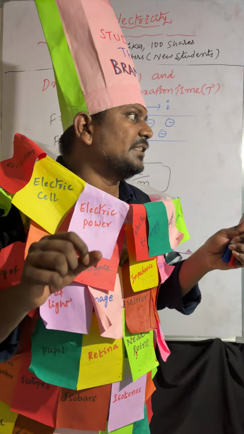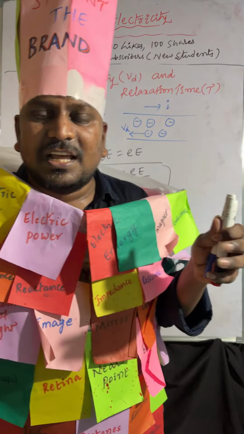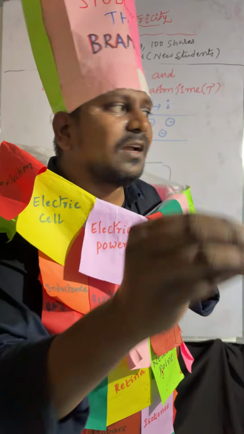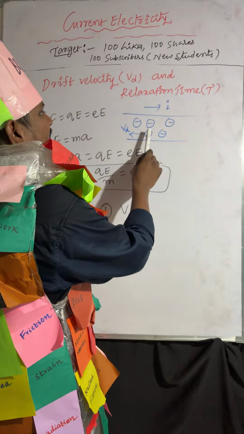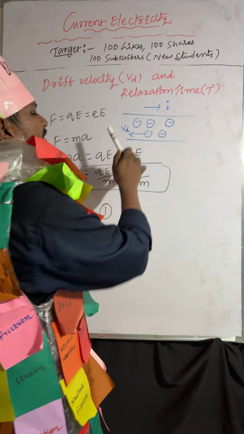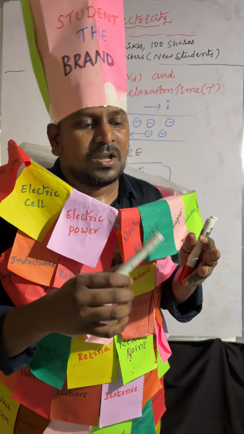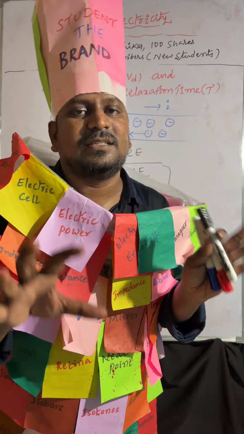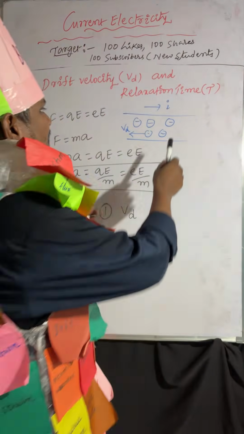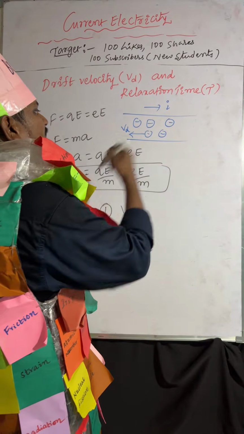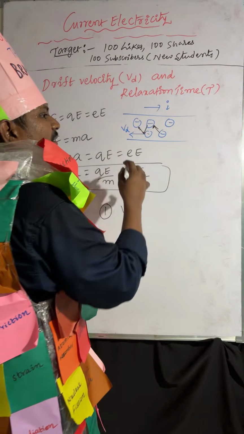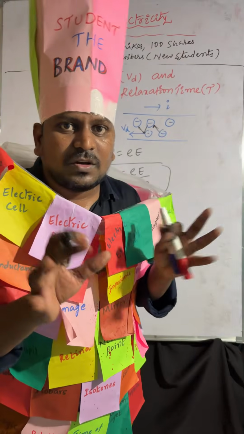And coming to the relaxation time, as I mentioned, when an electron is moving in a conductor, one electron will hit another electron, and that electron will hit another electron. Here you see, this electron is going to hit this electron, and so on. Collisions keep taking place. Definitely collisions will take place because electrons are moving in a closed conductor.